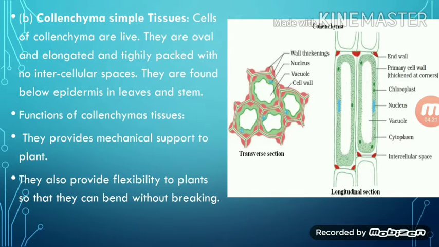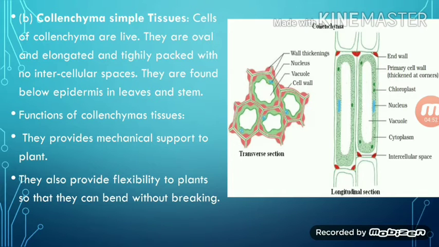Functions of collenchyma. You have also seen this diagram, so you have to draw and label. See this diagram, how collenchyma cells look like. They don't have intercellular space. They are tightly packed and they may be oval or elongated shape. It has both transverse section and longitudinal sections of collenchyma.